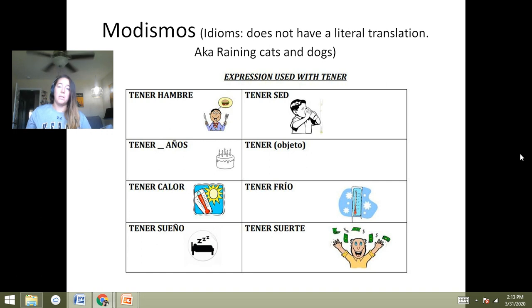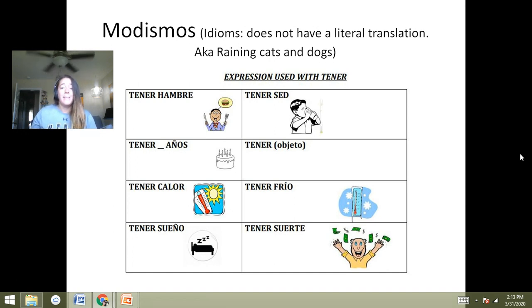Tener objeto, this is the literal translation and the figurative translation. It means to have an object, objeto being object. So if I say, nosotros tenemos una pluma or un bolígrafo, you are saying, we have a pen. And it's literally, we have a pen. It's right here. So tenemos bolígrafo or tenemos pluma.